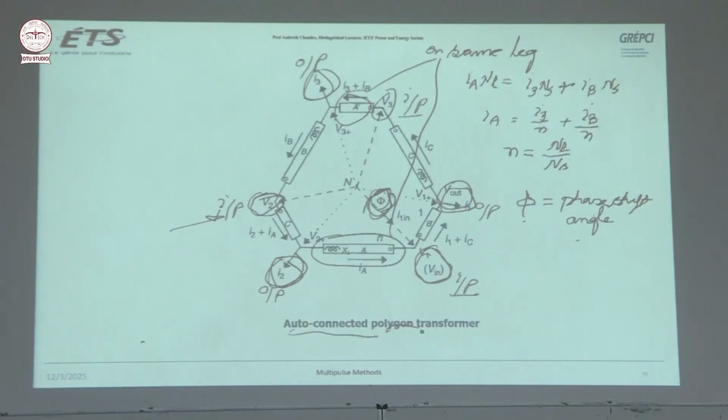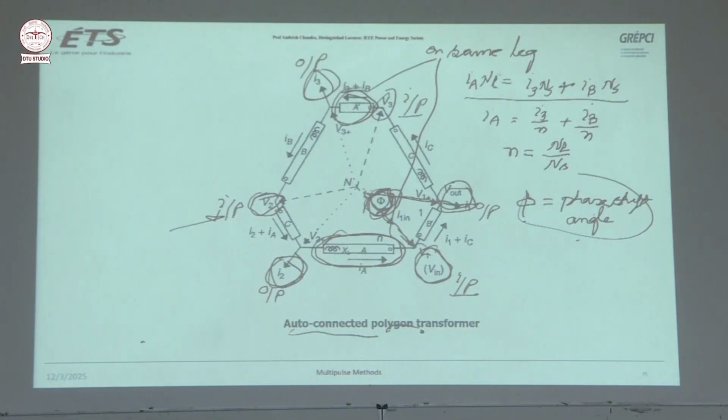You can see this is the phase shifting. Here you have the input and here you have the output. So between input and output, 5 angle phase shift is given, phase shift angle. And it is easy to analyze because you see this winding and this winding, they are on the same leg. Okay, so you can write total MMF on the same leg should be 0.